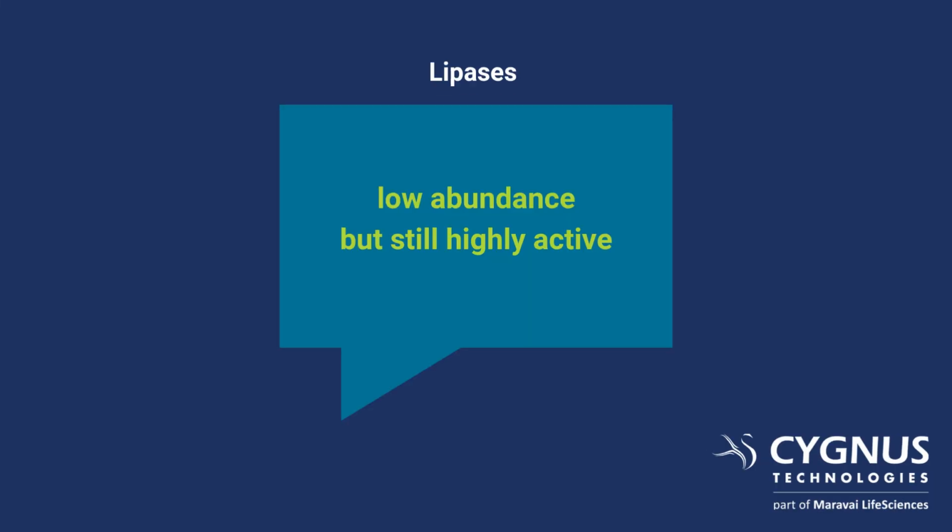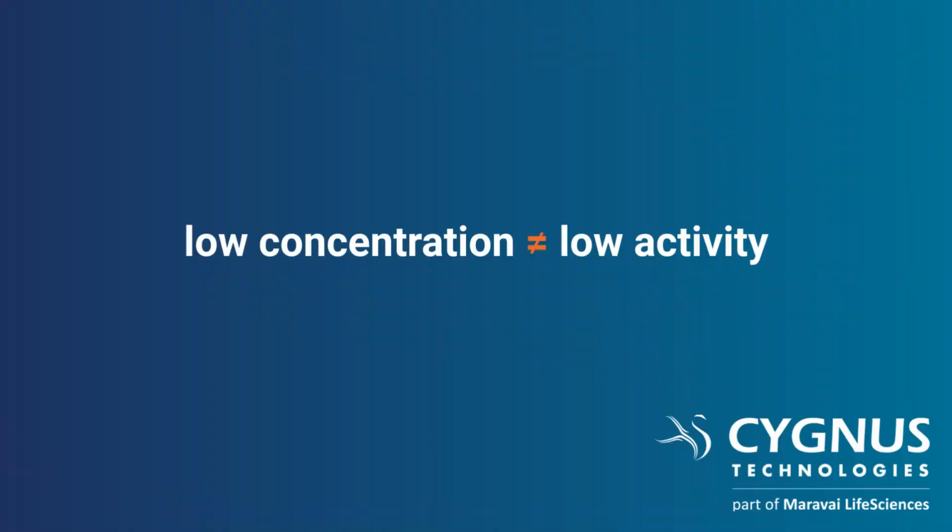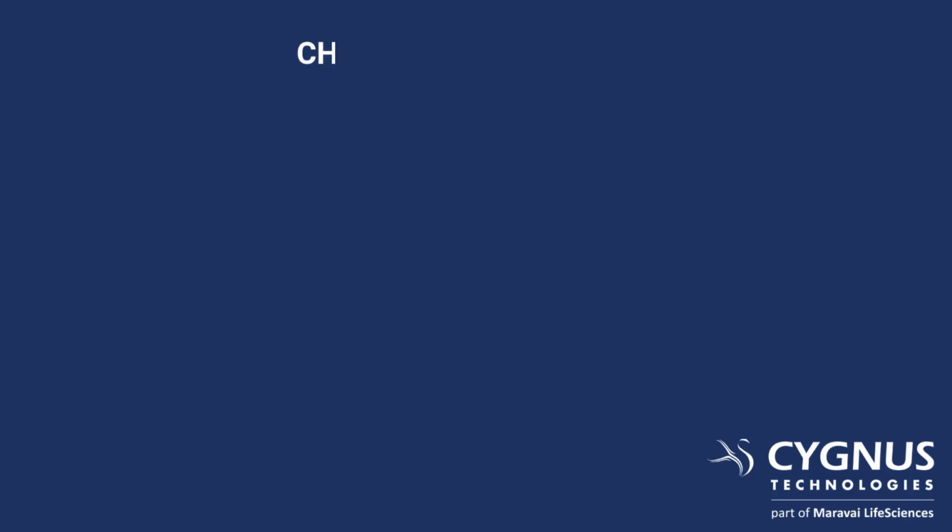Standard broad HCP tests, like your typical ELISA, they often just miss these really harmful lipases, because they're there in tiny amounts, super low abundance, but still highly active, so they sneak right past the usual checks, flying under the radar.